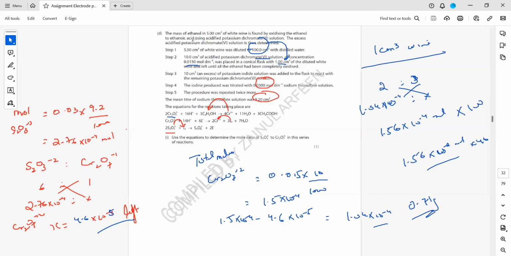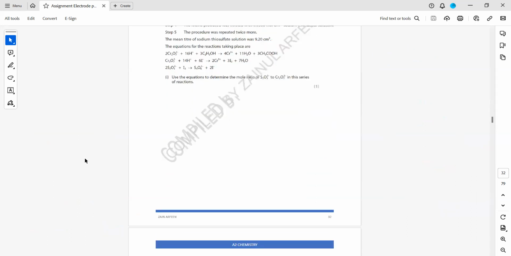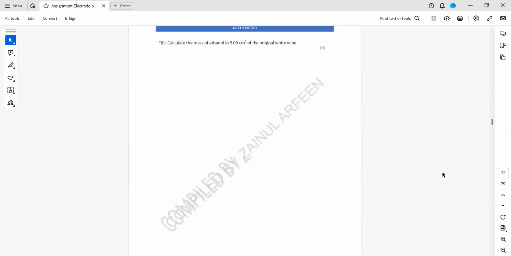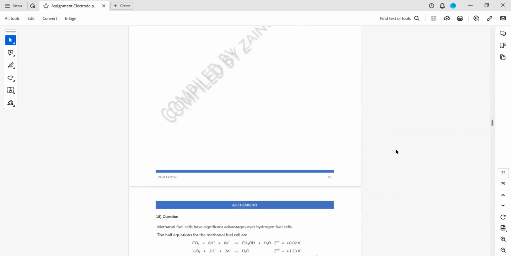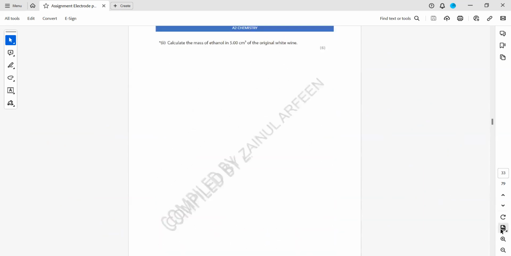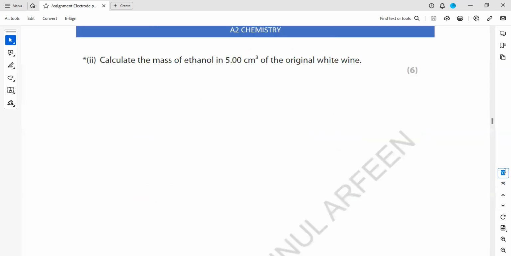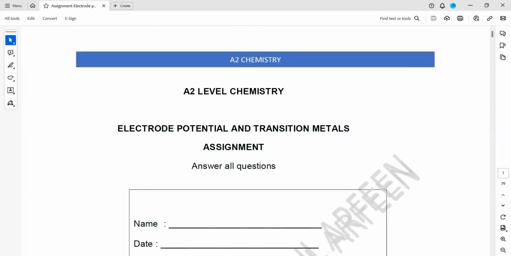So 5 cm³ of wine, we dilute it to 100 cm³, but they will have the same moles; only we add water to dilute. And out of the diluted solution we took only a portion. So that's why for the last answer, first we multiply by the dilution factor and then by the molar mass to get the final mass of the ethanol present in the wine. So this was question 17 from the exercise electrode potential and the transition metals.